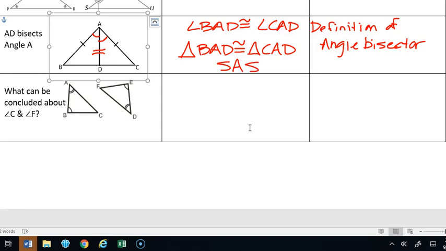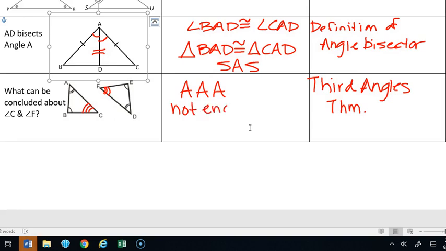Okay, our last one. What can be concluded about angle C and angle F? Well, everybody should see that angle B and E are congruent and angle A and D are congruent. So that means that C has to be congruent with F because of the third angles theorem. However, we cannot prove congruence here because what we have right now is angle, angle, angle. So we don't have enough information because we do not have a side. So we cannot prove congruence here. Now they might be congruent, but we can't prove it.